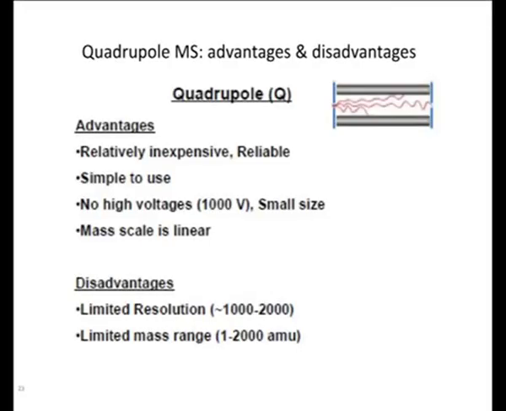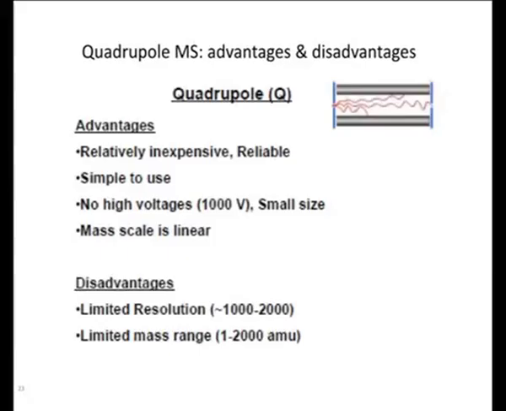What are the advantages? It is relatively inexpensive, reliable, simple to use, and no high voltage is required. The mass scale is linear, the resolution is limited to 1000 to 2000, and the mass range is limited up to 2000 AMU. Generally, the quadrupole gives you unit resolution. Suppose there are two compounds having molecular weights of 400.5 and 400.51. These compounds cannot be distinguished, because this is a unit resolution mass spectrometer. That means it can differentiate between 400 and 401, but it cannot distinguish between 400.51 and 400.5.